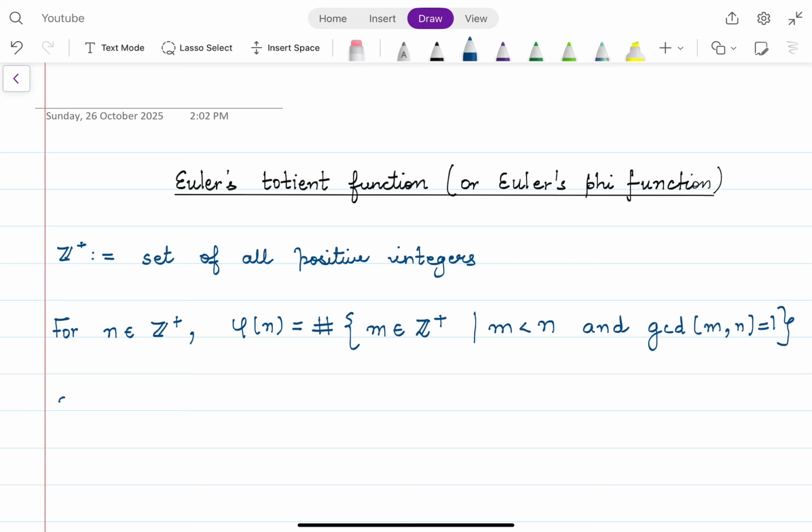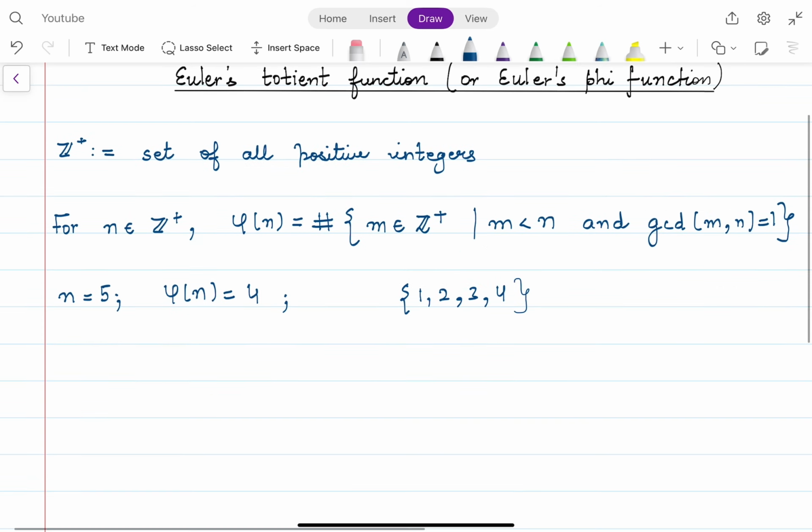फॉर एग्जाम्पल अगर मैं n को 5 लूँ, ठीक है, सो phi n क्या होगा? Phi n will be 4. Why? Because these numbers, so 1, 2, 3, 4, these numbers, these are strictly less than 5 and their GCD with 5 is 1, right? So phi of 5 will be 4.